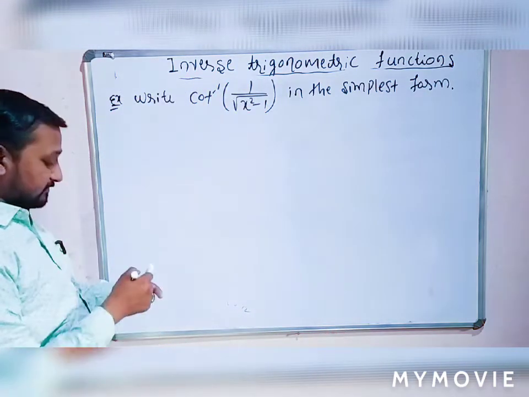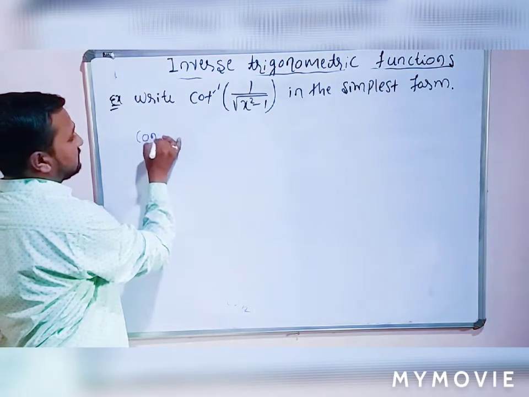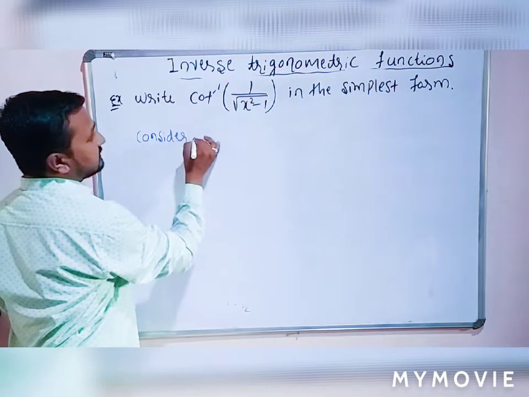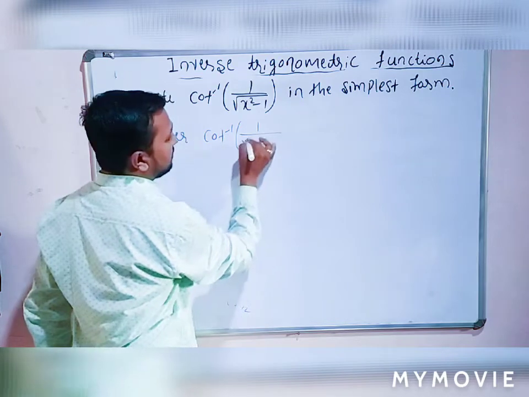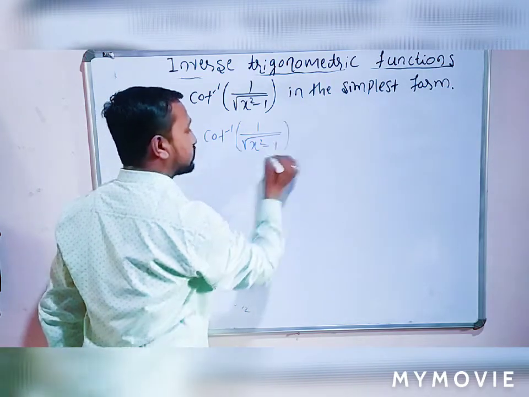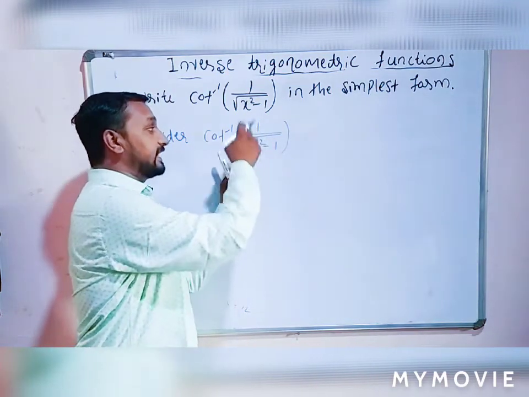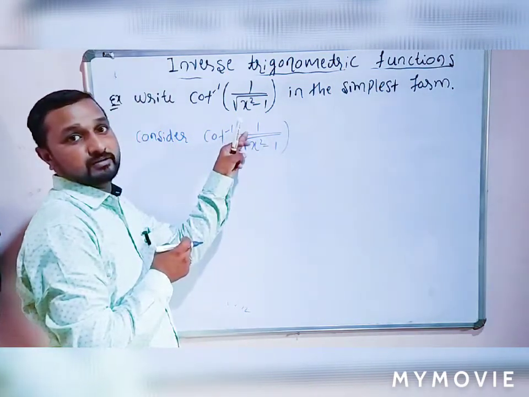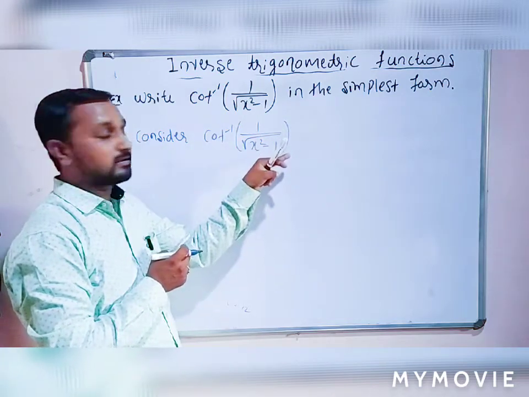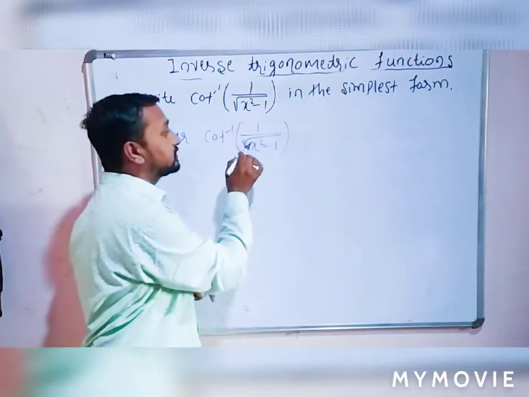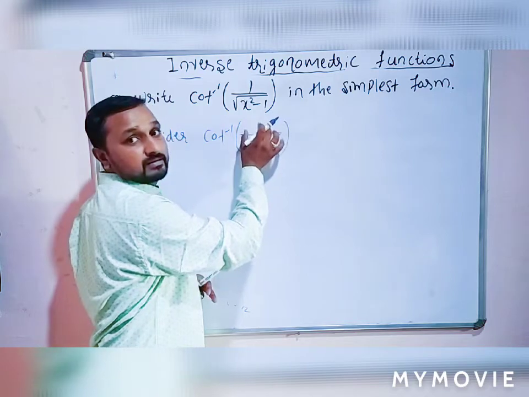Okay. So in this example again we consider cot inverse of 1 divided by root of x square minus 1. So in the bracket we need to get the cot function, because cot inverse and cot get cancelled, your answer will become here. So in the numerator we need to get tan.